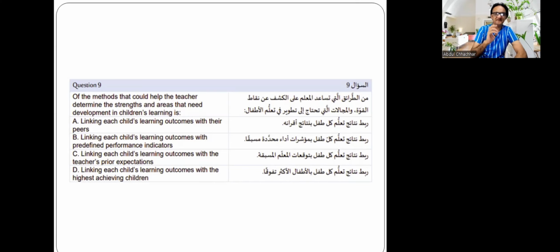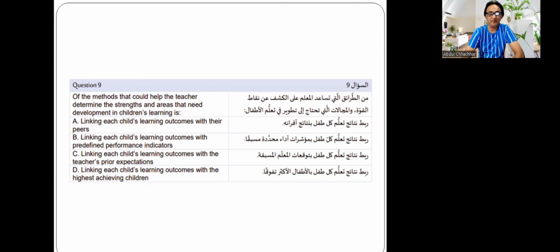So we can consider this is talking about objective. Okay, that's the one thing. We can make sense of it. We can use this also. C also. Linking each child's learning outcomes with the highest achieving children. So linking each child's learning outcome, what each child has achieved, and comparing it with the highest one. So of course, that's not a benchmark. Remove A and D, completely irrelevant.